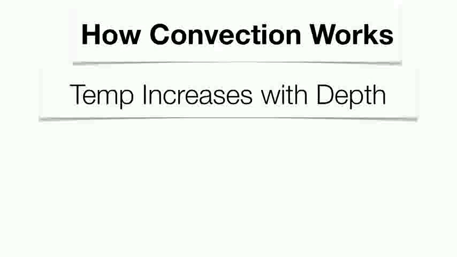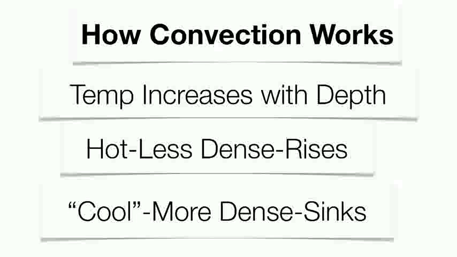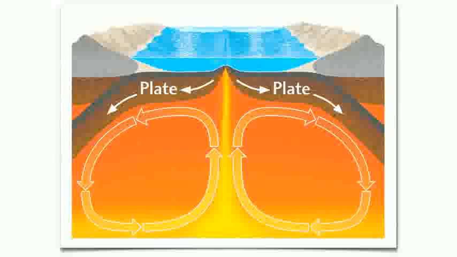Okay, so temperature increases with depth. When things become hot, they become less dense and rise. When they cool off, they become more dense and sink. I put cool in quotation marks because when you're dealing with cooler temperatures inside the Earth, it's still quite warm, but not as warm as you get much deeper into the planet. Again, there's your convection cells. And what you want to look at is the convection currents just below the crustal plates. If the crustal plates are moving apart, then your convection cells are moving apart. If your crustal plates are coming together, then your convection cells are coming together.